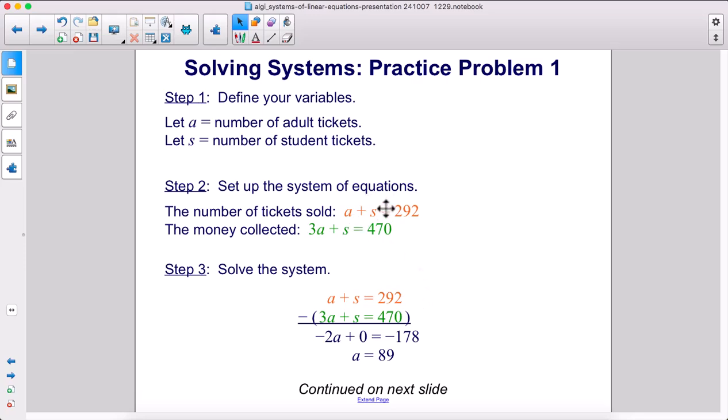We know both of these things are true, so we can use different strategies. Here we're just going to subtract one equation from the other, which will get rid of the S's, solve for A, and we see that 89 adult tickets were sold.